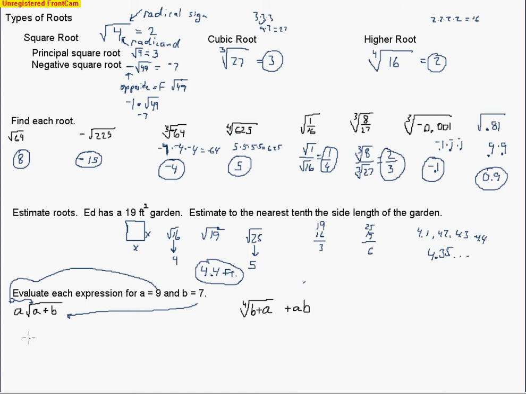So we got 9 times, now that a this time is not an index. It's being multiplied. It's right next to it. It's not up in the corner. So 9 times the square root of 9 plus 7. And so we go ahead and add those numbers underneath the radical sign first, because you've got to do the work underneath the radical sign before you take the square root. So we add that, and we end up with 16. Now you can take the square root.